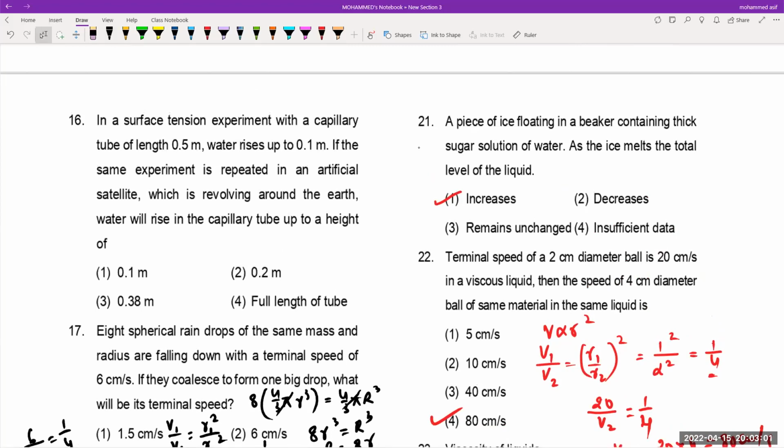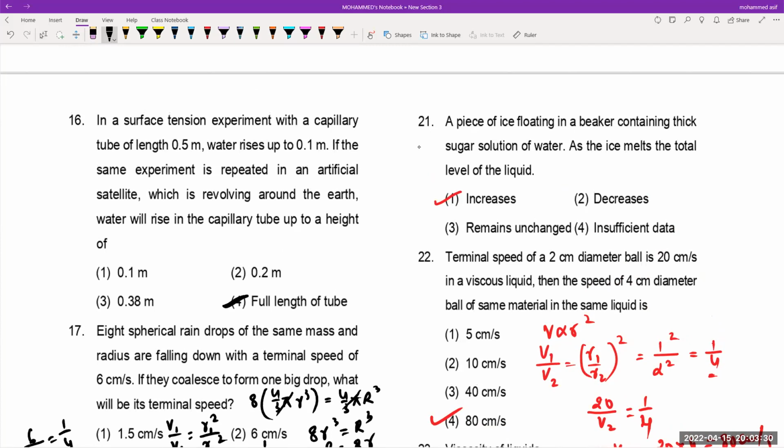Next one. The surface tension experiment with a capillary tube of length of 0.5 meter, water rises up to 0.1 meter. The same experiment is repeated in an artificial satellite which is revolving around the earth. Water will rise in the capillary tube to a height of how much? See, in artificial satellite, effective weight will be zero beta, but upward surface tension force will be there. So hence the liquid will rise up to the full length of the capillary tube. That is a very important condition. So it should be rising to the full length.